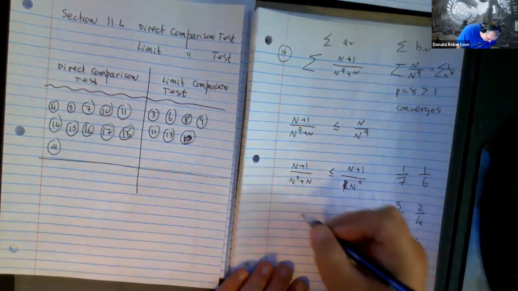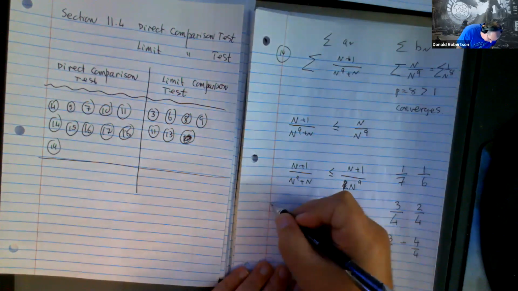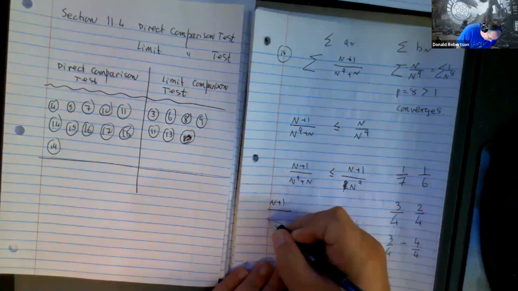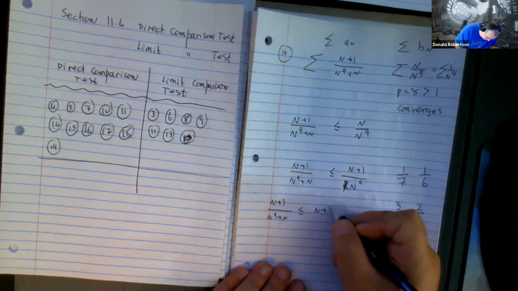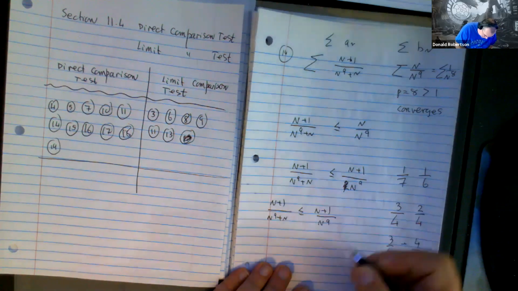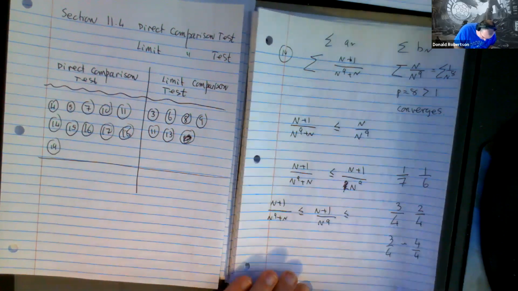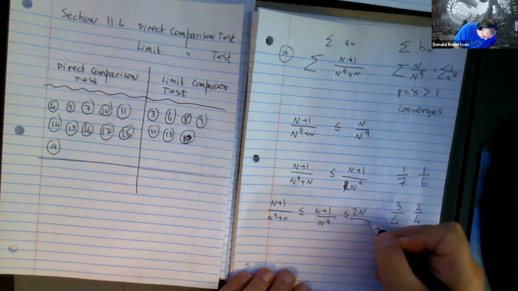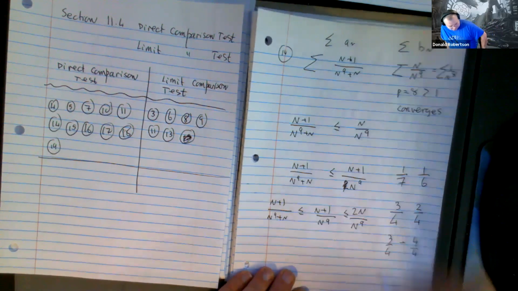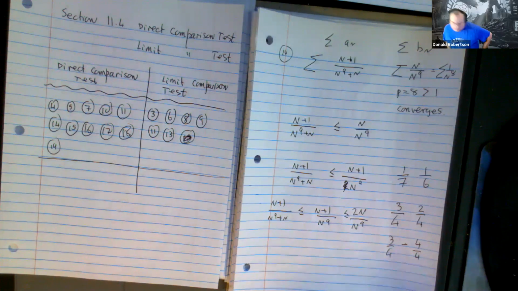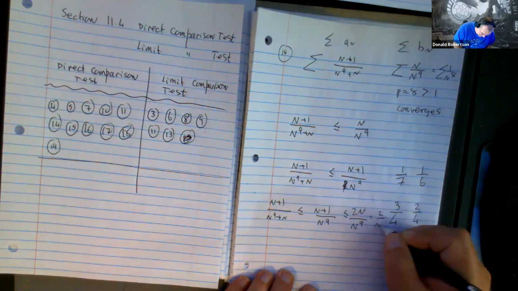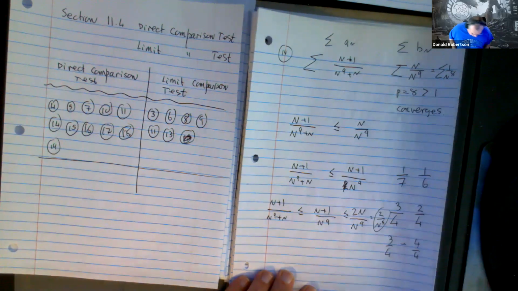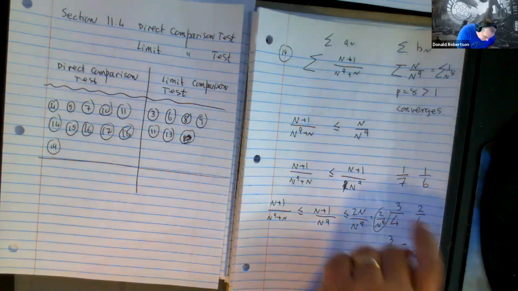So what does that mean that I'm going to do? Well, I'm going to take this guy. I've already said that that's true. And I'm going to double that. That's where the 2 that my brain was thinking about came from. And this fella is actually the comparison fella. And now we can say it converges.